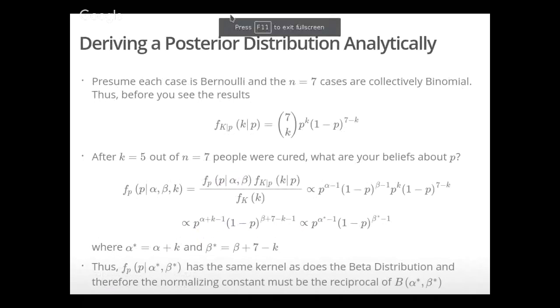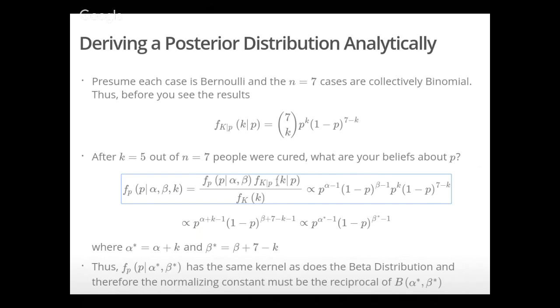Okay, so each case is Bernoulli. We observe 7 of them, so they're collectively binomial. So before you see the results, the PMF for K successes out of 7 trials is the binomial PMF we learned last time. What we actually observed was 5 out of 7 people were cured. What are your beliefs about P? So the posterior distribution of P, conditional on alpha, beta, K, and n equals 7, but I didn't write that part. So we've got the numerator of Bayes' law here with our prior PDF on P, our likelihood or our binomial PMF for K, and then we divide by whatever the area in the numerator is.